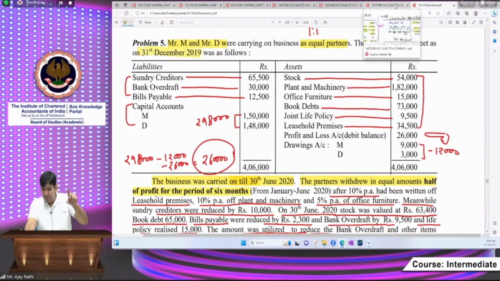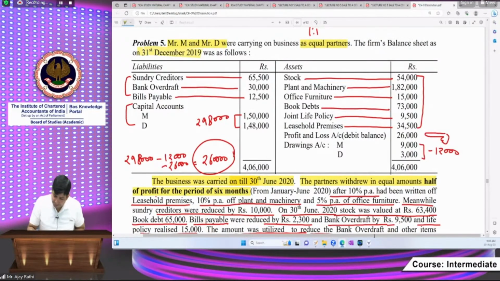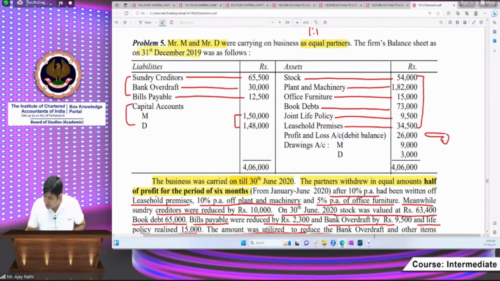Okay, beta, I am repeating. I am calculating this 2,60,000 again. That's the thing I want to discuss with you all. Otherwise, there will be no conclusion. Okay, beta, let's see what we have to do.